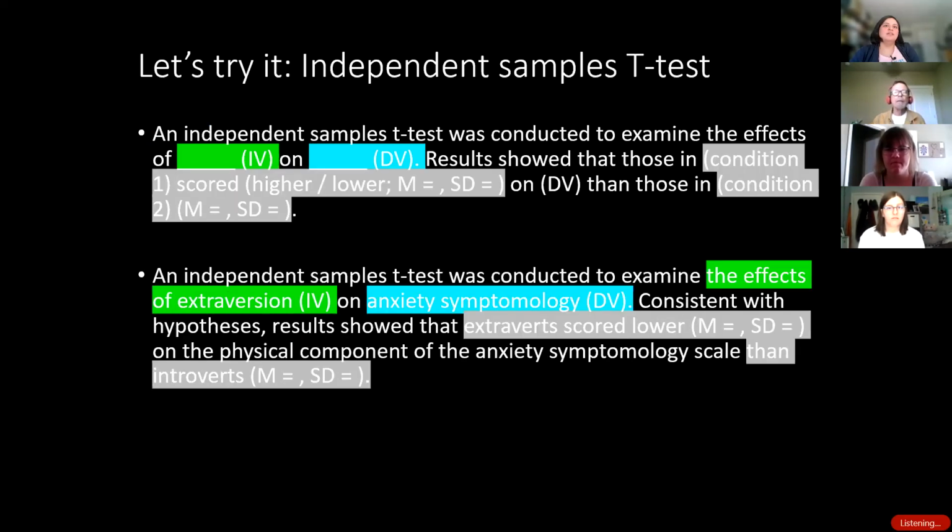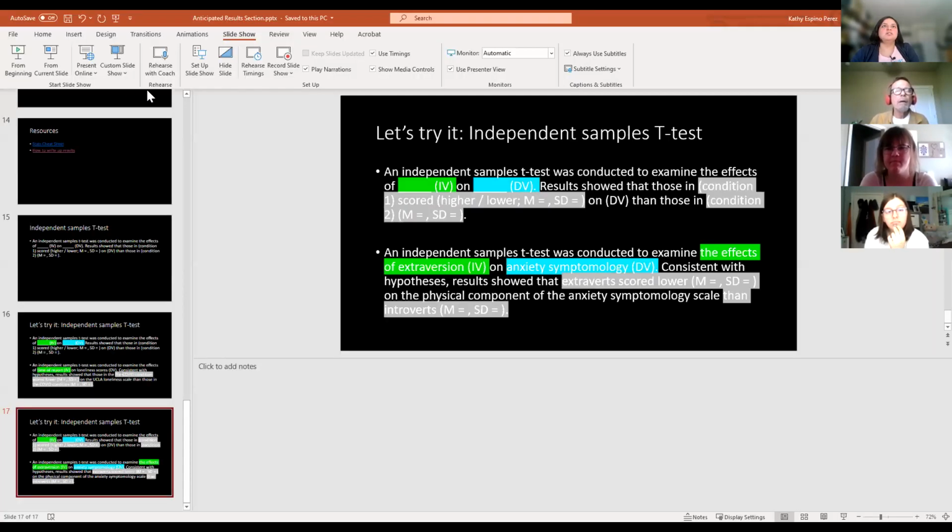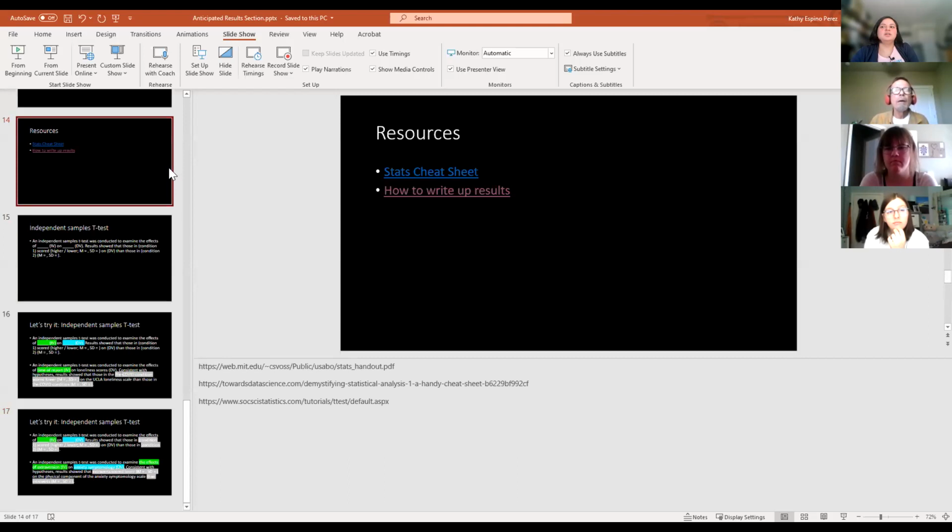Excellent. And then I did it for an independent samples t-test conducted to examine the effects of extroversion on anxiety symptomology. Consistent with hypotheses, results showed that extroverts scored lower on the physical component of the anxiety symptomology scale than introverts. And you don't have to include this IV and DV. I just included that because I wanted to make it clear. I also color coded it. And that's mostly my anticipated results section, but again, we'll go through it more deeply on Monday.